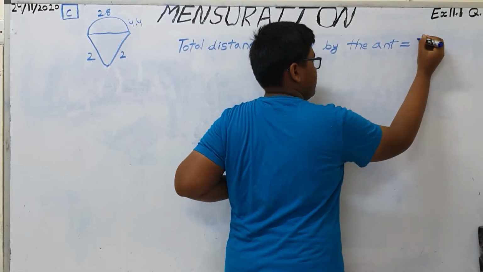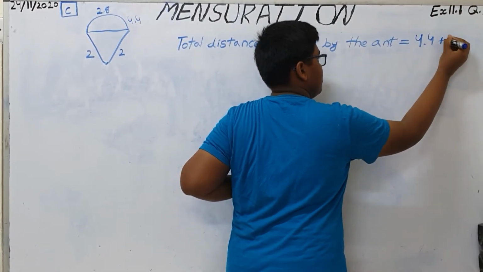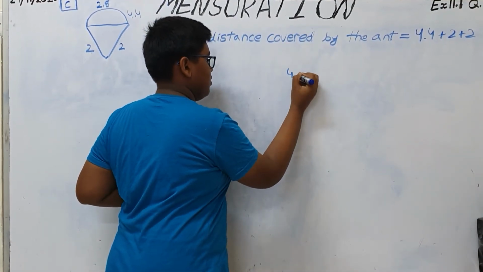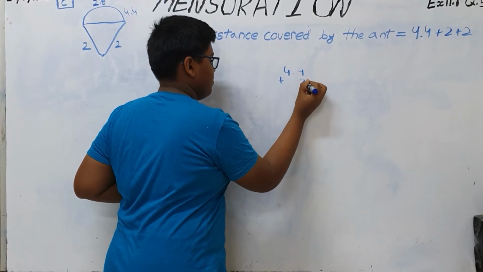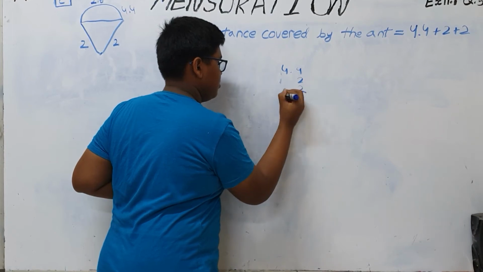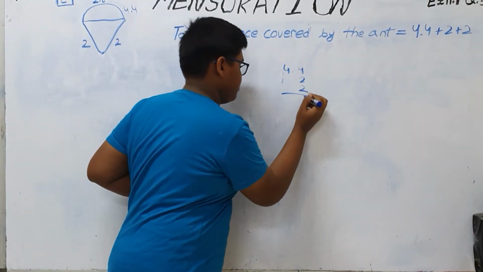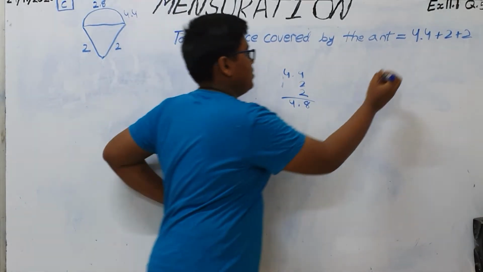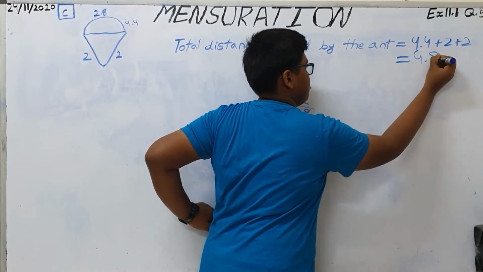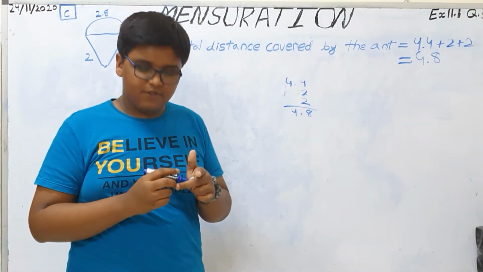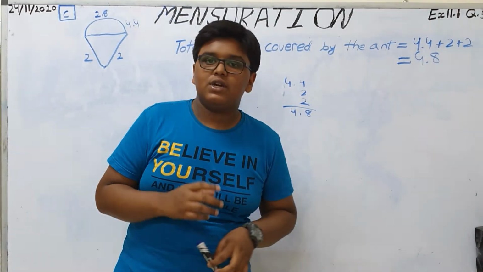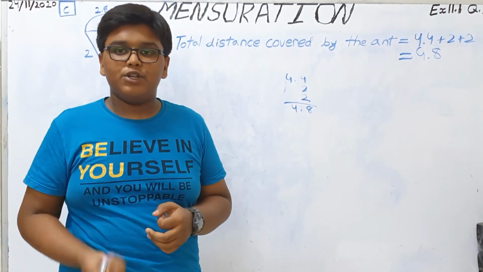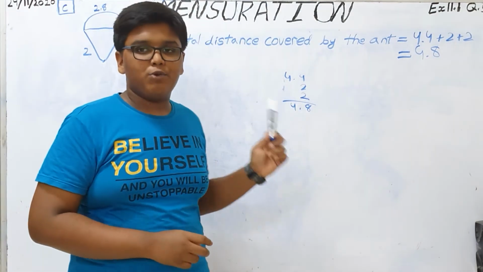So therefore 4.4 plus 2 plus 2. Now we have to add them. 4 plus 2 is 6, plus 2 is 8. 4 as it is, and the point is after one place. So we found 8.4 here. Now in A we found the answer as 7.2, in B we found 10.2, and in C we have found 8.4.